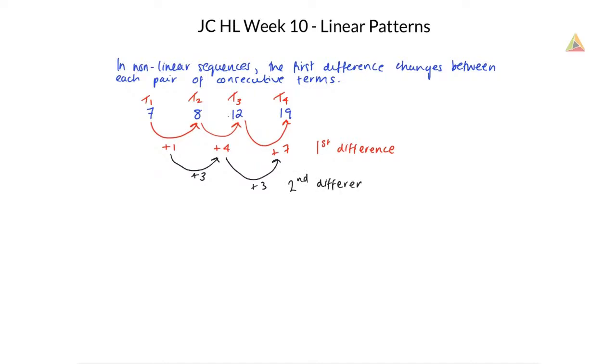Now there's a name for this type of pattern. When the second difference is the same, we call it a quadratic pattern. And the way you can tell that it's a quadratic pattern is if the second difference is constant or the same. Now I'm going to write down here, when the second difference is the same, it is a quadratic pattern.